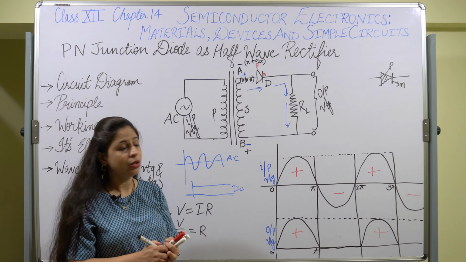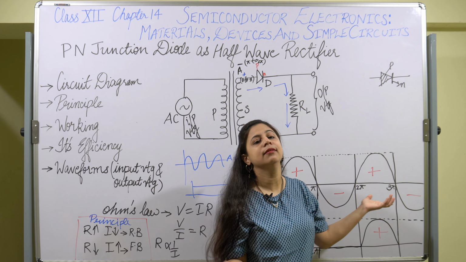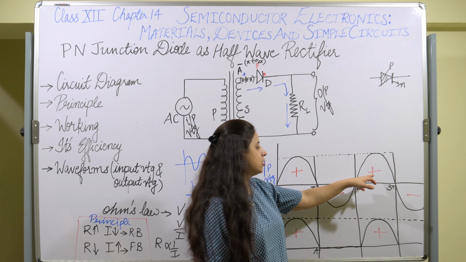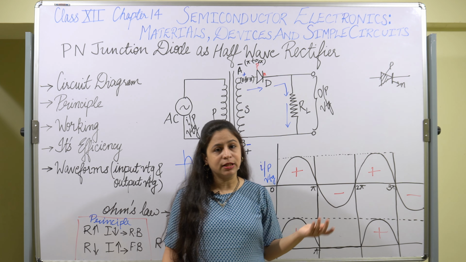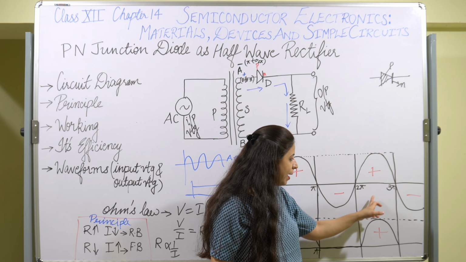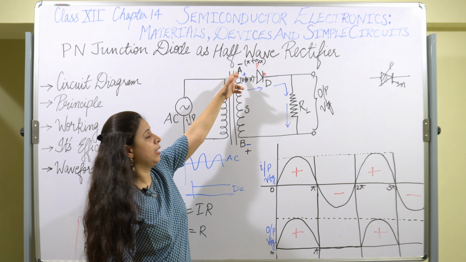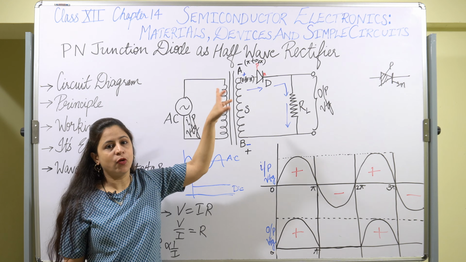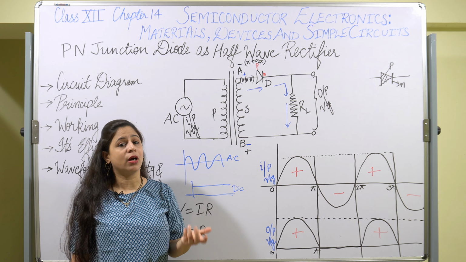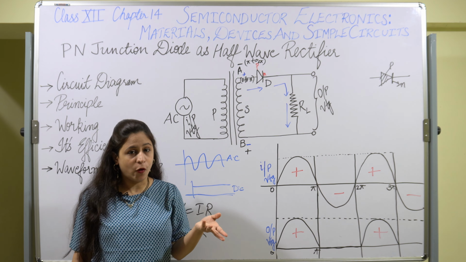Now again from 2 pi to 3 pi, my signal will be positive, because my signal changes periodically, in each period. So from 2 pi to 3 pi, again it will be positive. Again the A point will be positive, and my p-type semiconductor will be connected to the positive terminal of the battery. So it again becomes forward biased. Now my diode has become forward biased.